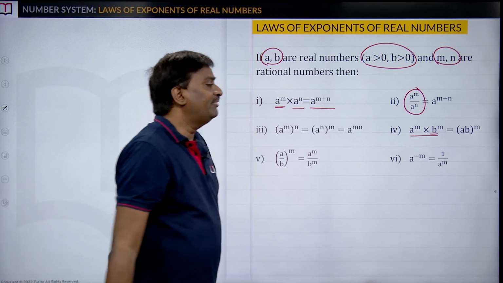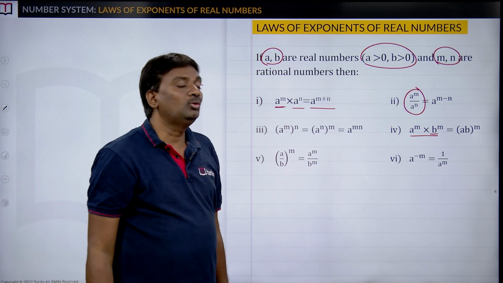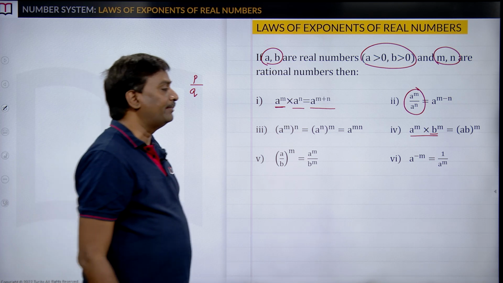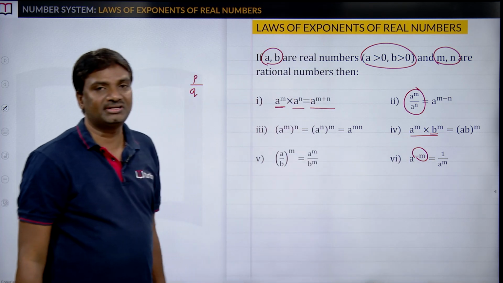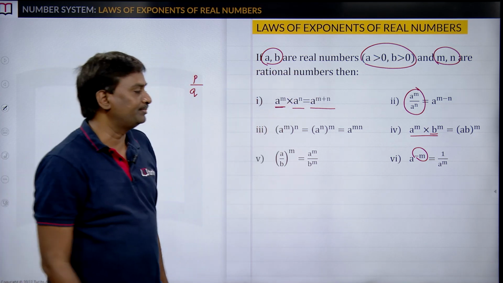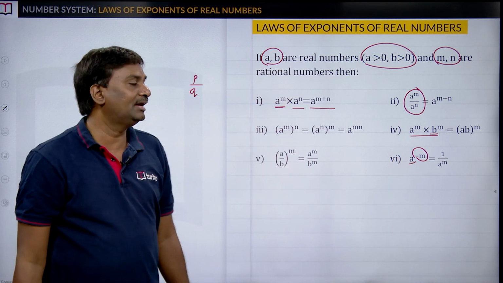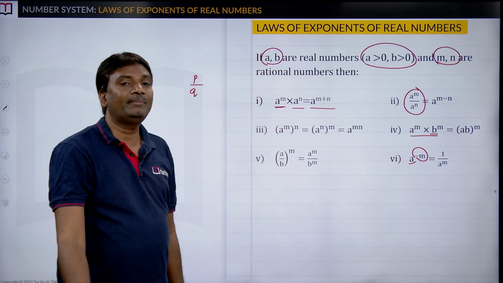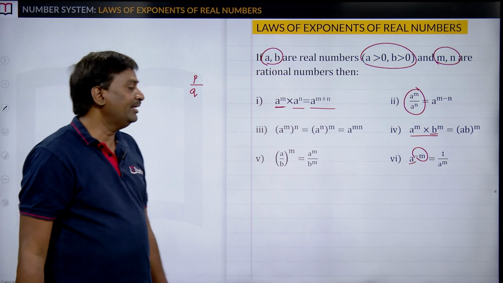Next, a power minus m equals 1 by a power m, where minus m means that it is a negative rational number. So clearly I said m, n are rational numbers, where a is the base, that is the real number. A power minus m can be written as 1 by a power m.